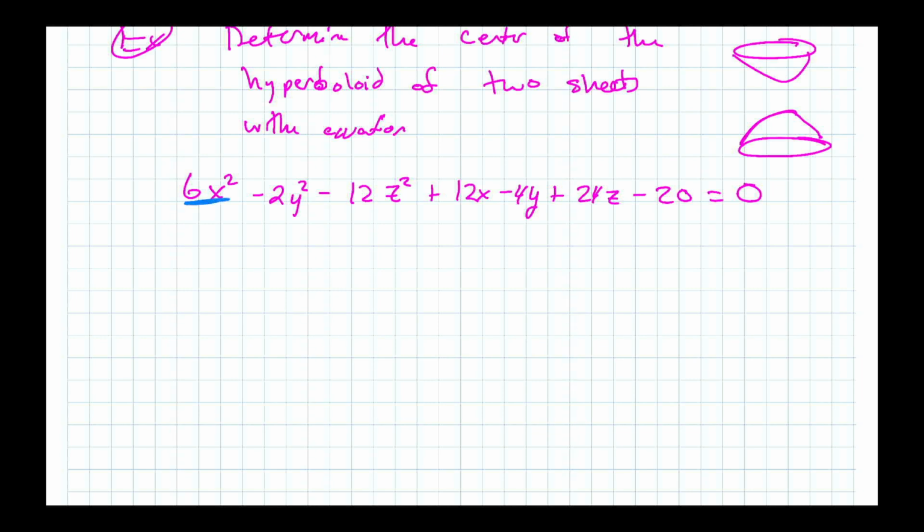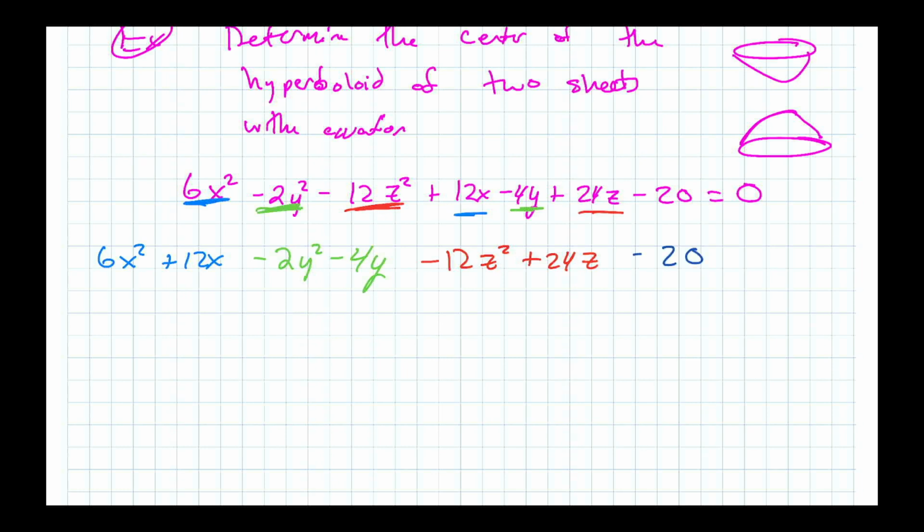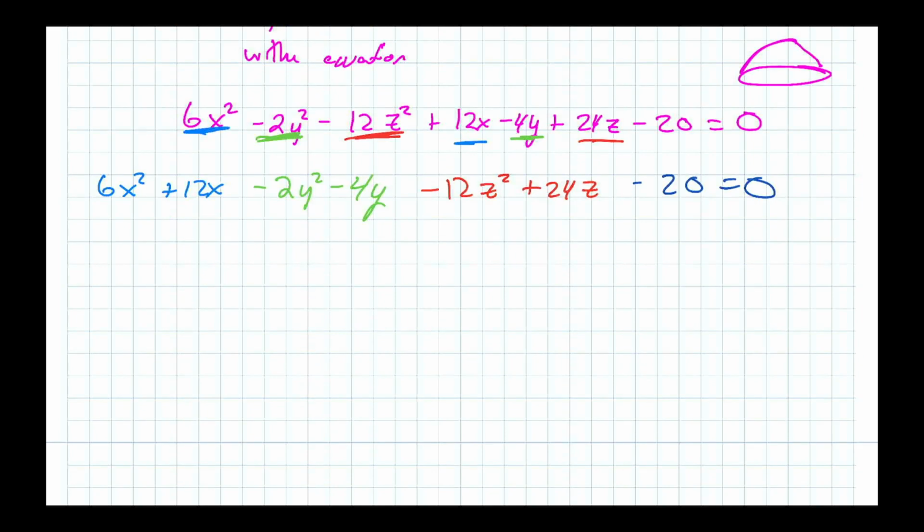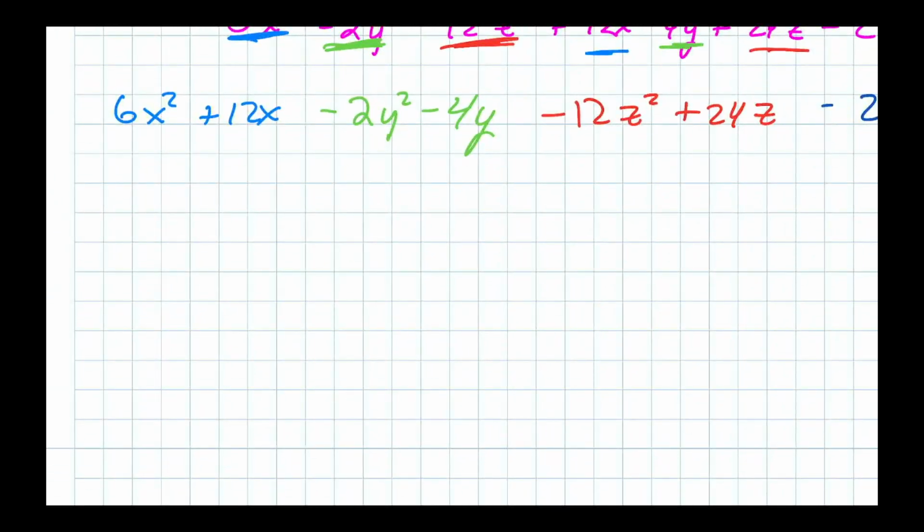So collect your variables, right? Your x's go together, 6x squared plus 12x. Then you got your y's, minus 2y squared minus 4y. Then you got your z's, minus 12z squared plus 24z. And then what's left? Just that minus 20, like that. Each of the things that I wrote in colors here, each variable needs completing the square.